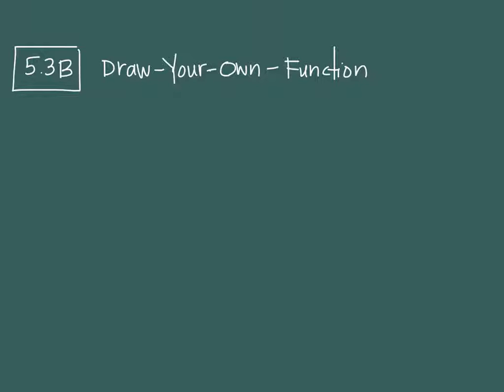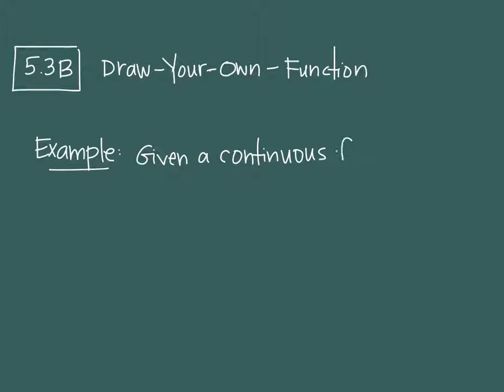Okay, so what you're going to do is you're going to be given an analysis chart that's already done. And from that analysis chart, they're going to ask you to create a continuous function that meets all the criteria on the analysis chart. All right, so let's just practice that together and see how that would go. All right, so suppose you're given a continuous f of x with even symmetry.